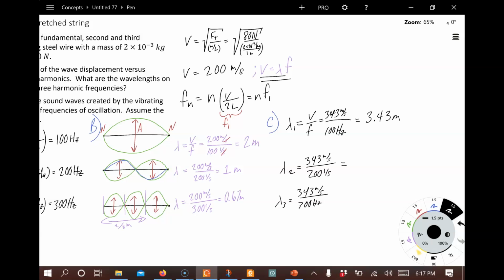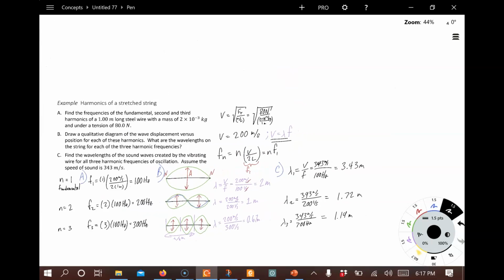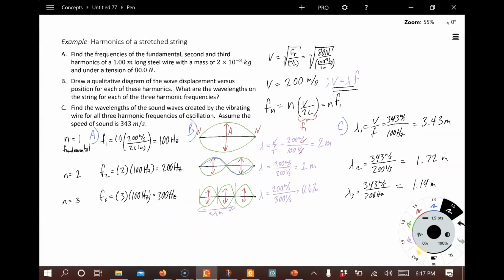That one comes out to 1.72 meters, and the one below that comes out to 1.14 meters. So those are the wavelengths in sound for a wave with the same frequency as the waves on the string.